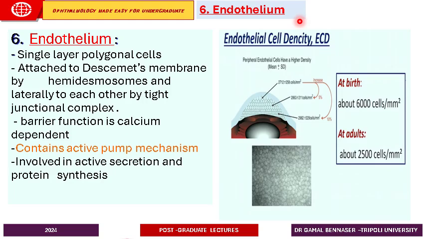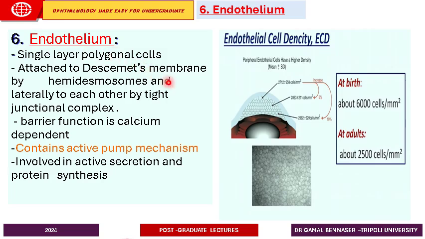It is a single layer of polygonal cells that attach to the Descemet membrane by hemidesmosomes, and there are tight junctions and gap junctions between the cells, and an active pump mechanism so that it maintains the corneal deturgescence, and the corneal hydration is maintained through this layer. So this endothelium is very important in maintaining the corneal thickness and the corneal hydration.